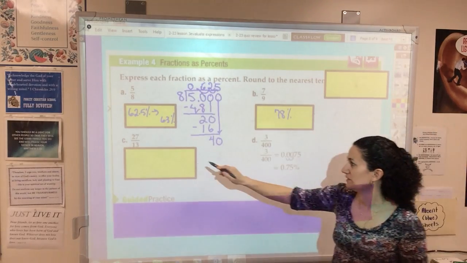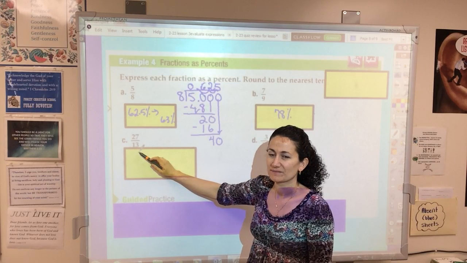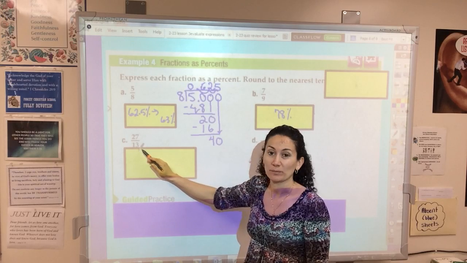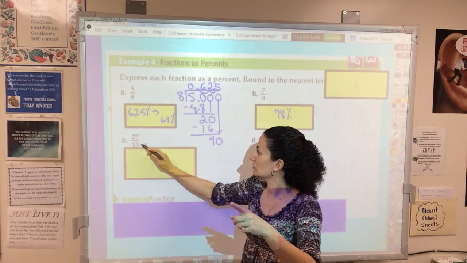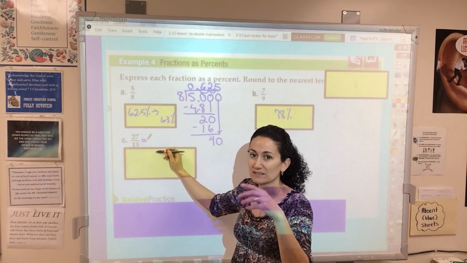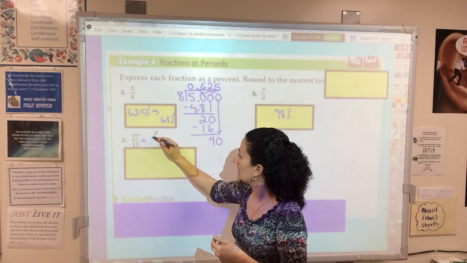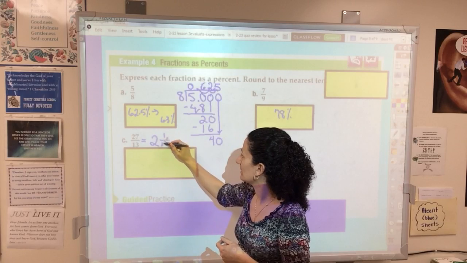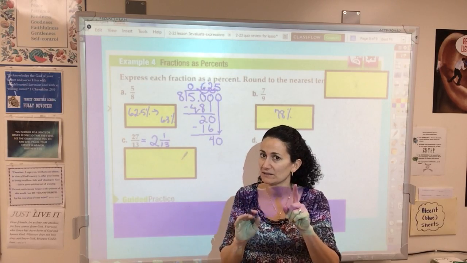I do want to talk about this one for a minute. Take a look at it. What do you notice? I hope you see that that is an improper fraction. And my hint for the improper fraction is to turn it into a mixed number first. So divide 13 into 27, and you find out that that gives you 2 and 1/13. Okay? Because then, that makes your life a little bit easier.